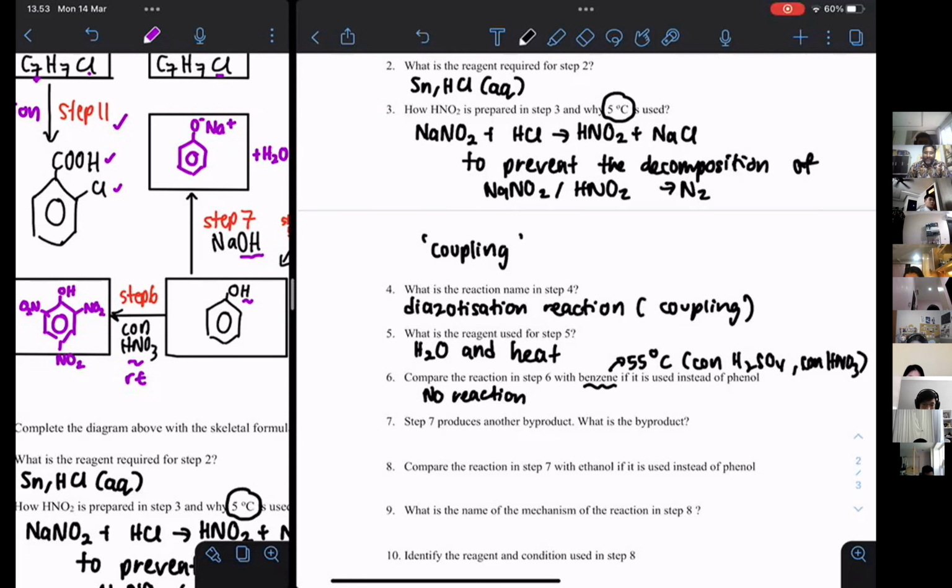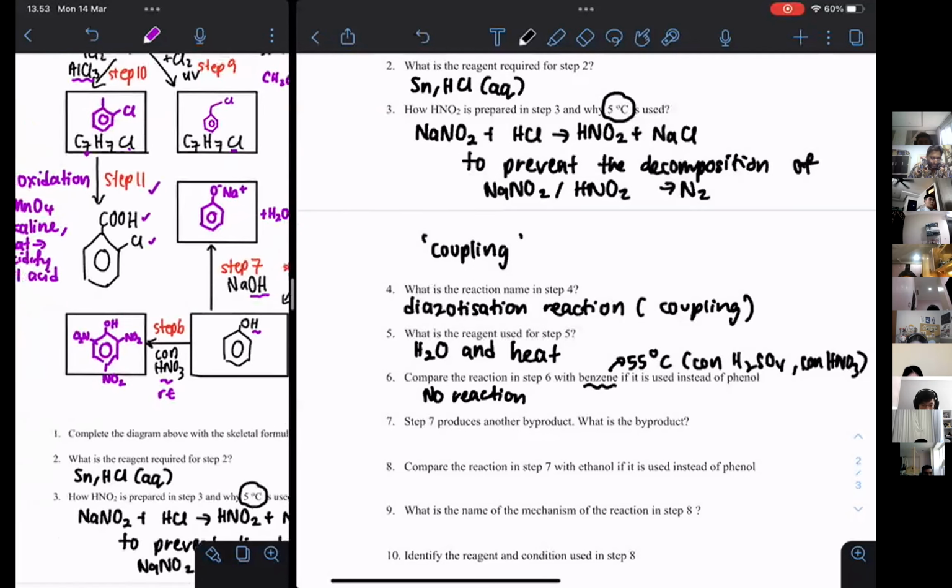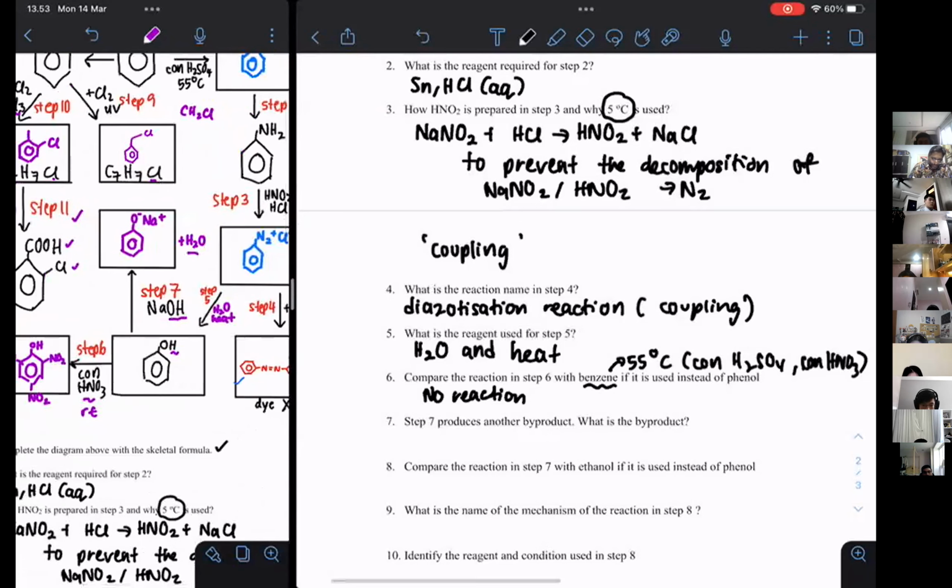Step 7 produces another byproduct. What is the byproduct? Just now I already told you. Yeah, the byproduct is water, so H2O. Compare the reaction in step 7 with ethanol if it is used instead of phenol. So you see phenol reacting with sodium hydroxide. Now, I want to know whether ethanol can react with sodium hydroxide.